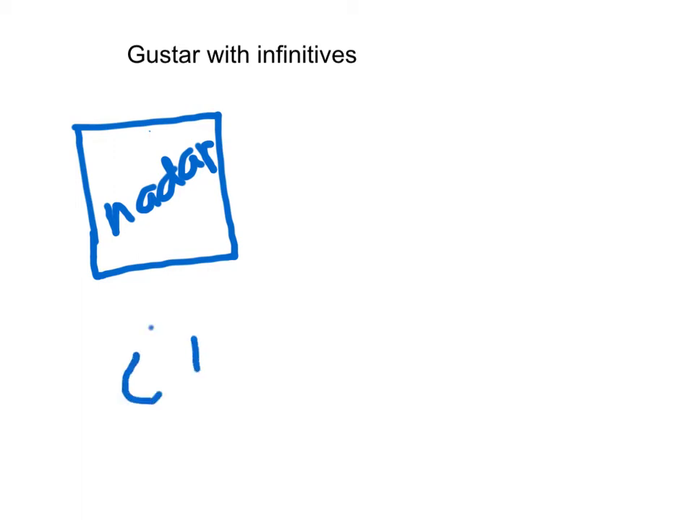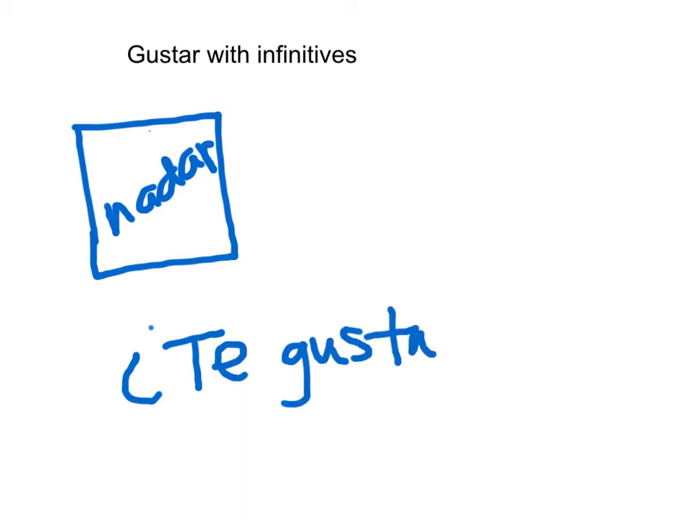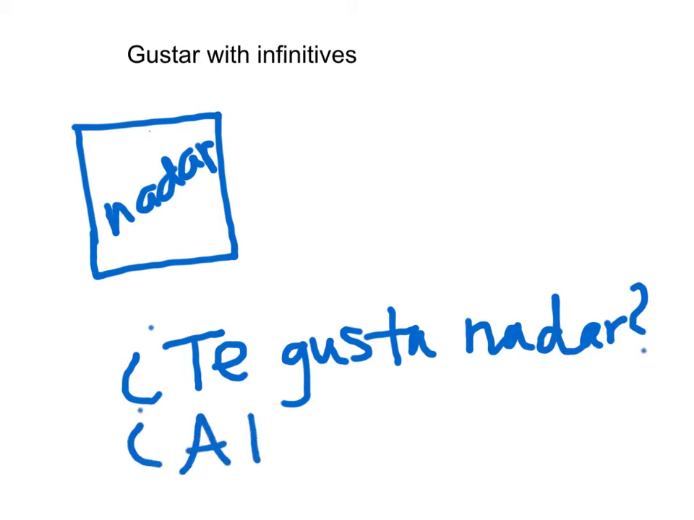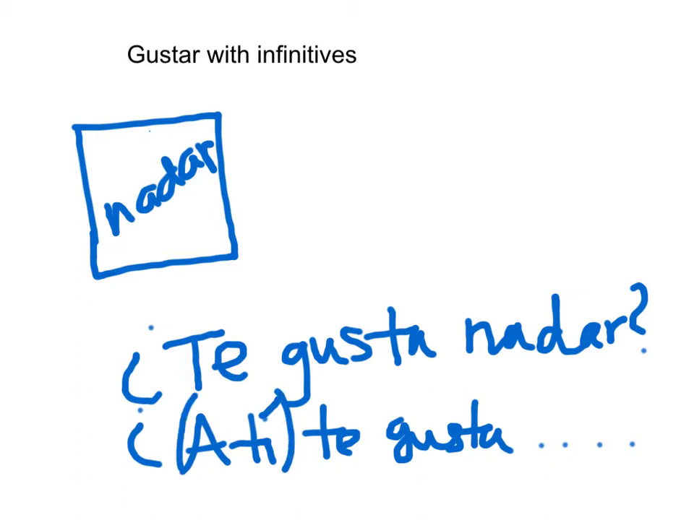So you're just going to say, ¿Te gusta nadar? Do you like to swim? And remember, we can say a ti in front, and then te gusta, if you want. The a ti part is optional. Okay, if you're going to use it, make sure you use the a in front of the t and then the accent mark over the t.